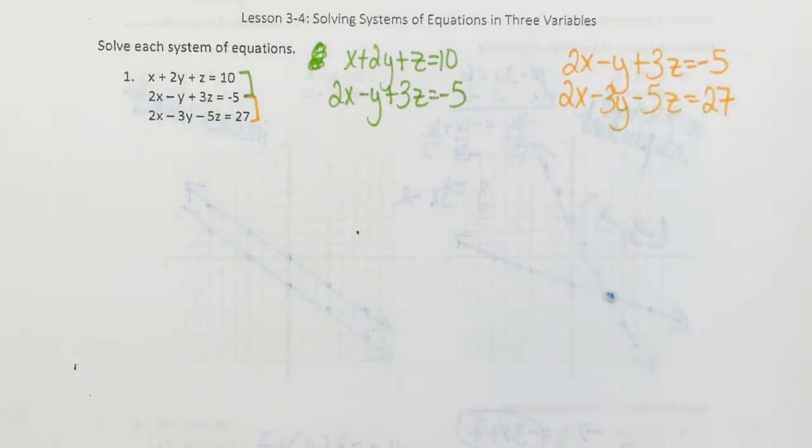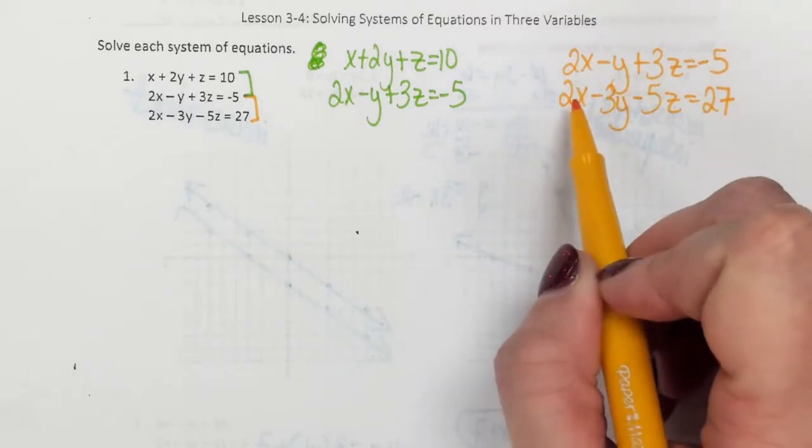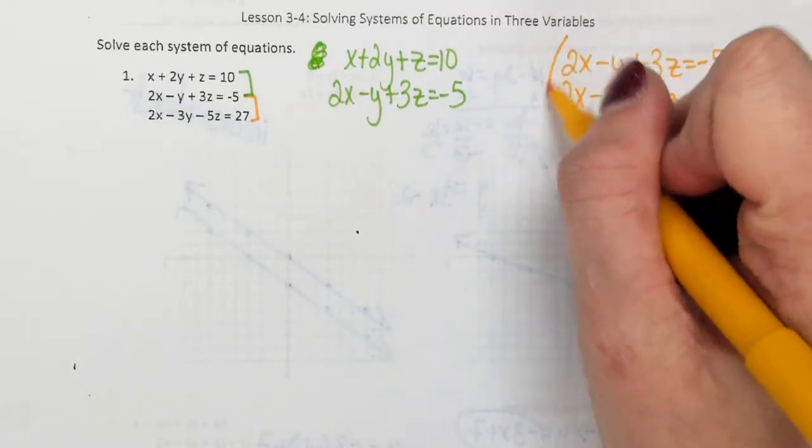And then we're going to work these the exact same way. We're going to try to eliminate a variable. Do you see one of those two that would be the easiest one to start off by working with? The second and third one right here, right? Because what do you notice about the x's? They're already the same, so I can eliminate them.